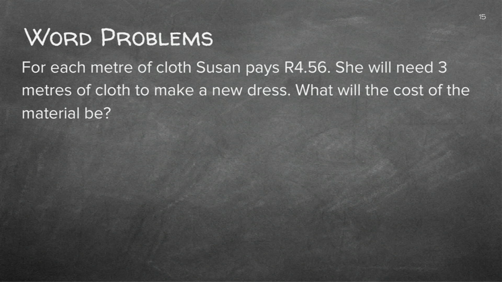Okay, right. Now let's do some word problems. I love them. And remember, we always have our pen ready and we write down what we read. For each meter of cloth, Susan pays 4 rand and 56 cents. So it's 4 rand and 56 cents for 1 meter, right? She will need 3 meters of cloth to make a new dress. So for 1 meter, it's 4 rand 56, so for 3 meters, it's easy, right? It's 4.56 times 3, and that will be the cost of the material.